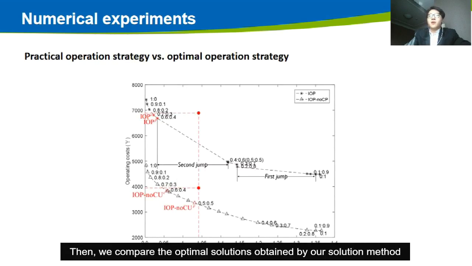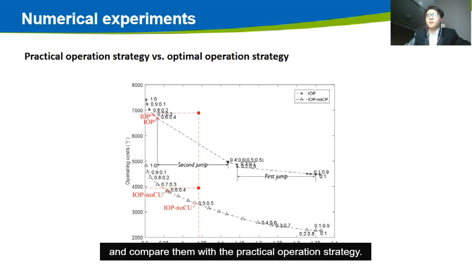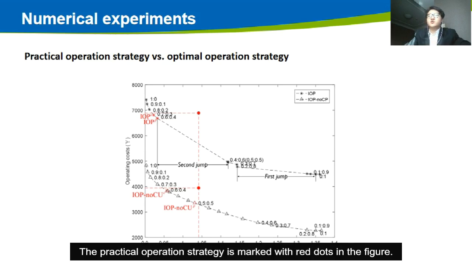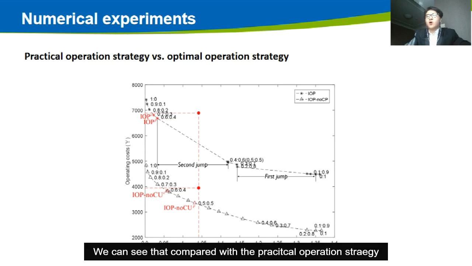Then, we compare the optimal solution obtained by our solving method with the practical operating strategy of the Yizhuang line in 2015. We solved the optimal solution of IOP and IOP without CU and compare them with the practical operation strategy. The practical operation strategy is marked with red dots in the figure. There are two red dots in the figure because the operating costs have two different forms depending on whether the CU is included. We can see that compared with the practical operation strategy, the optimal asymmetric operation strategy has better performances.